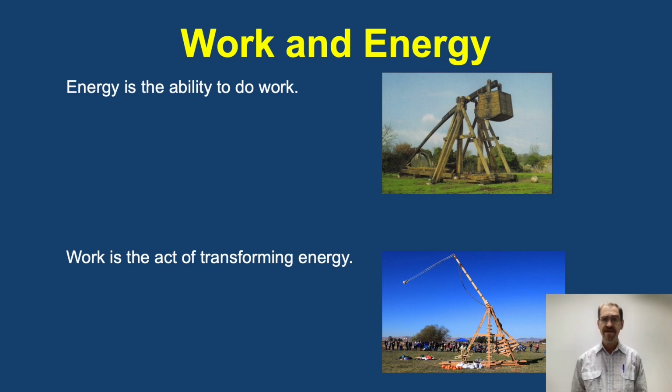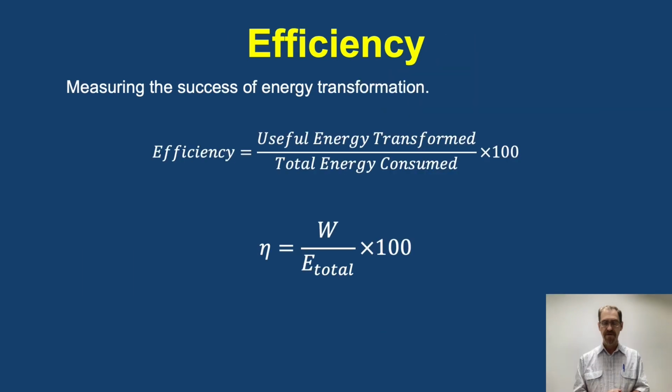Work itself is the act of transforming energy from one type into another. In this second image, we see a trebuchet actually in the process of releasing its load. Gravitational potential energy has been transformed into kinetic energy. The stone will fly and hopefully hit the target.